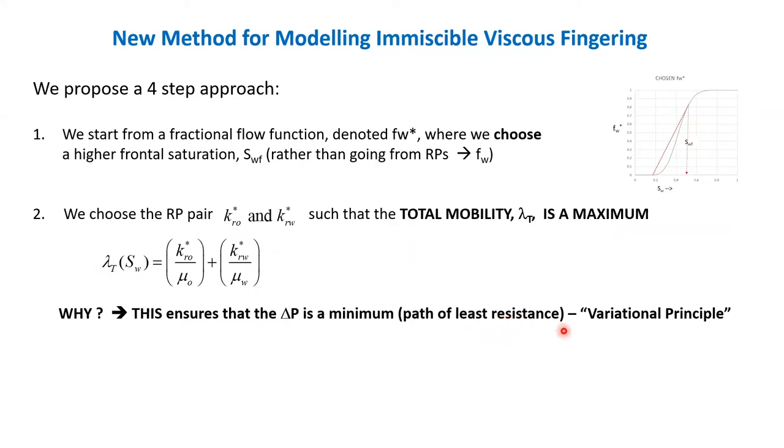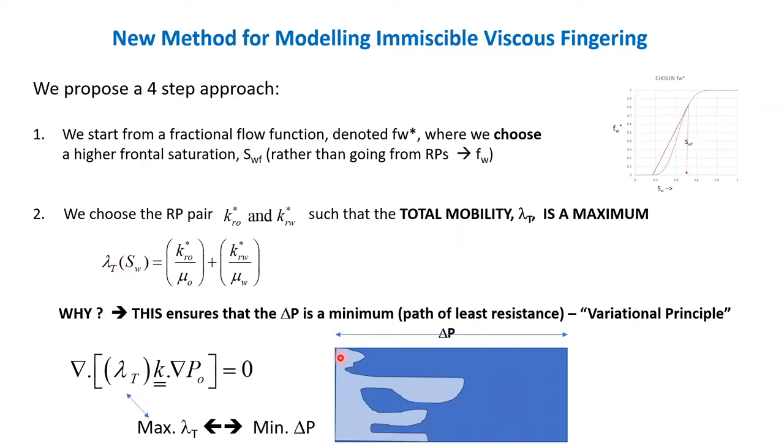In a sense, this is a fluid mechanical variational principle. It's saying that whatever the path of least resistance is, it's the one that gives you the minimum pressure drop, which means ipso facto the maximum mobility. Whatever fingering it took, no matter what that pattern is, the way I get the minimum pressure drop by solving this Laplacian is such that λt is a maximum. As long as λt is a maximum as a function of saturation, then this must have the minimum pressure drop across the whole system.